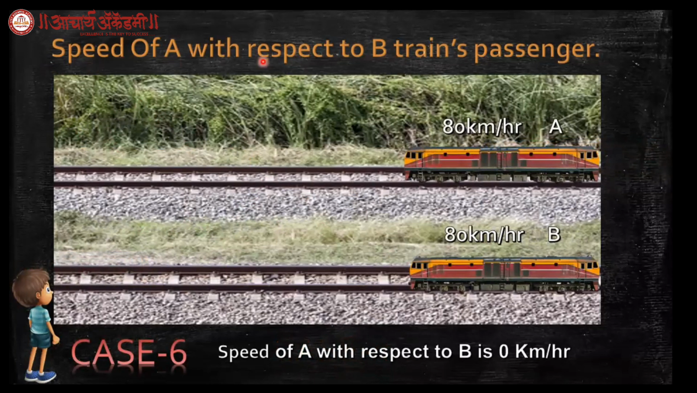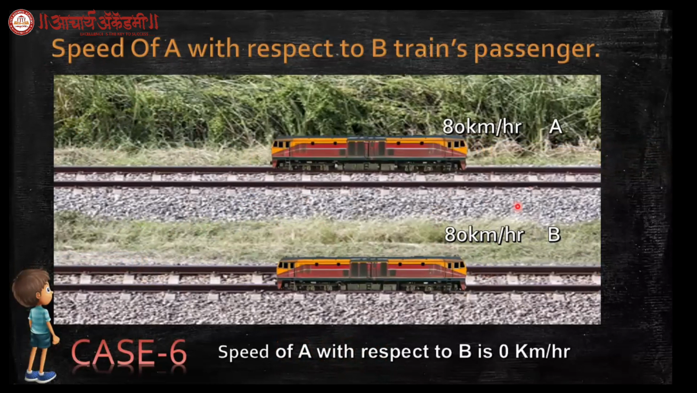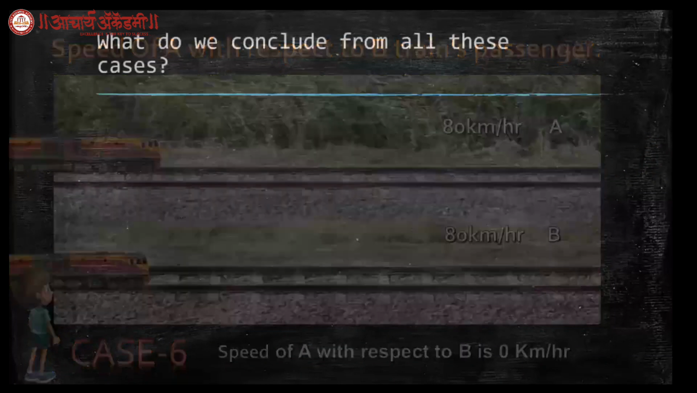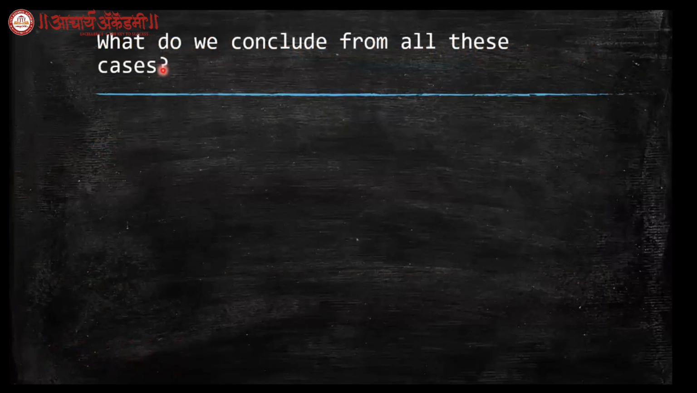Speed of A with respect to B's train passenger. In the same surrounding situations, if you're sitting in train B and observing train A, both are moving with the same speed, 80 km/h in the same direction. So you will see that the other train, or a passenger in the other train, is also stationary, because they both are moving with the same velocity in the same direction. So the speed of A with respect to B is 0 km/h. I hope you understood what I have said.